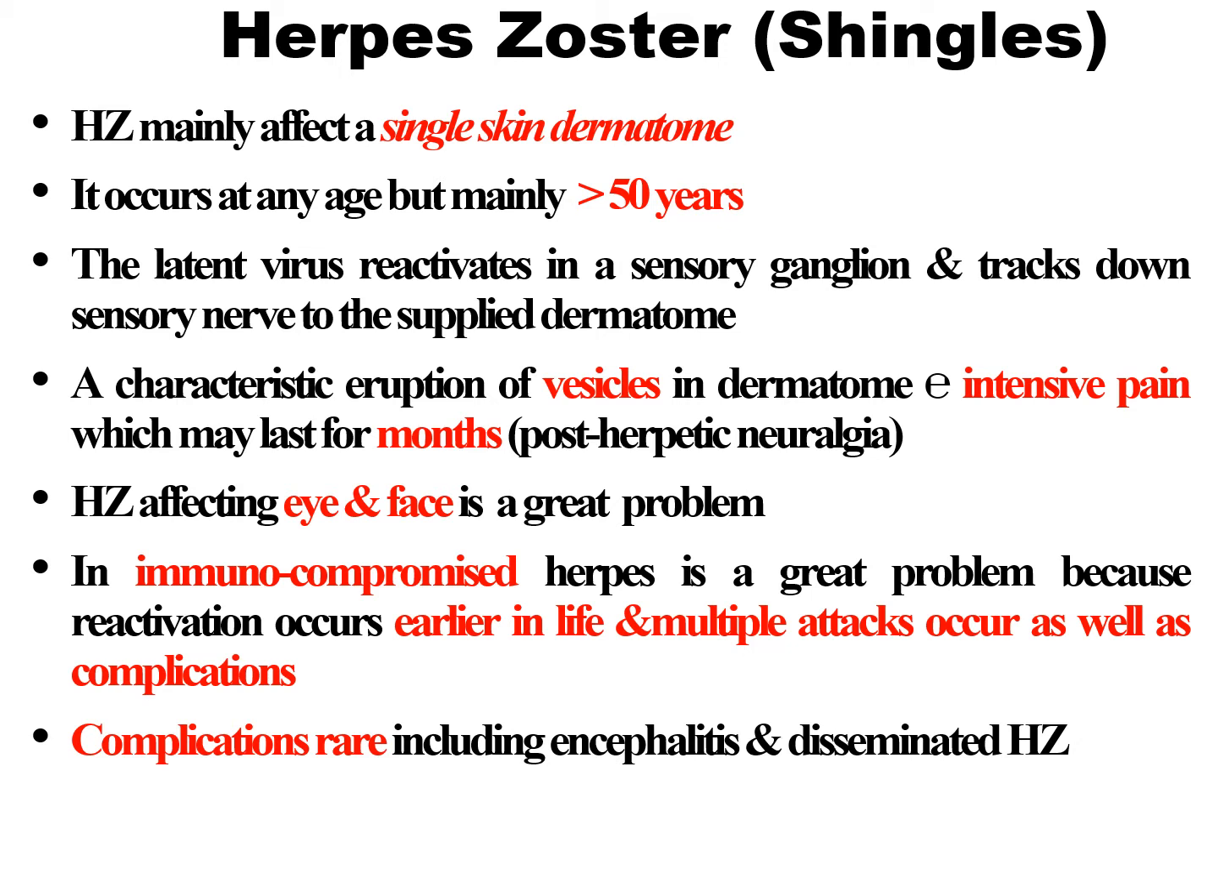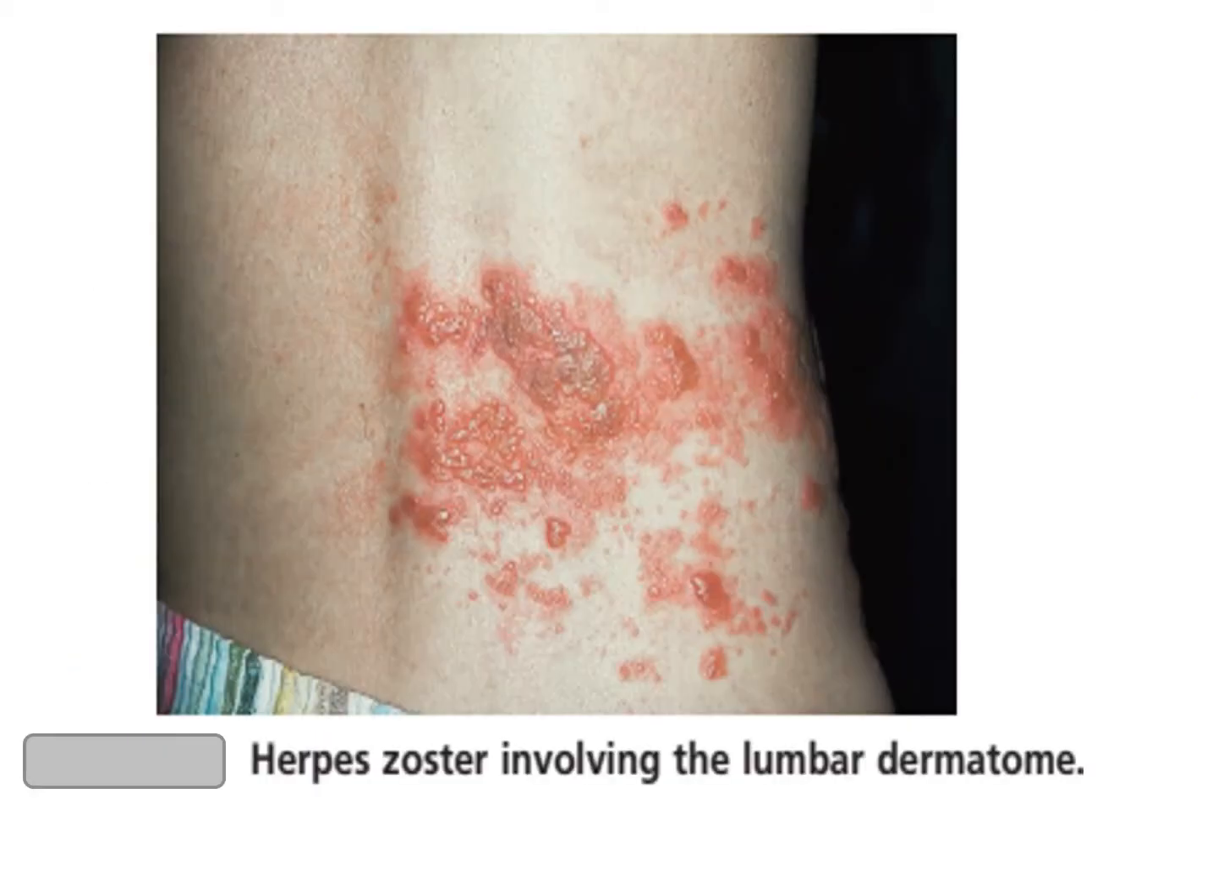Herpes zoster affecting the eye and face is a great problem. In immunocompromised patients, herpes is a great problem because reactivation occurs earlier in life and multiple attacks occur, as well as complications. Complications are rare, including encephalitis and disseminated herpes. This is a case of herpes zoster involving the lumbar dermatome.